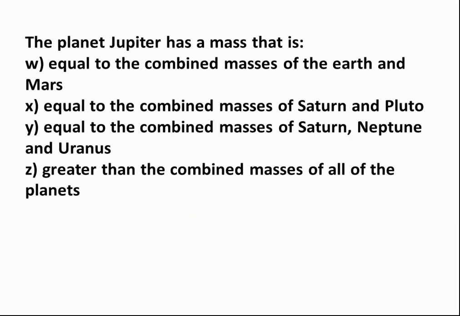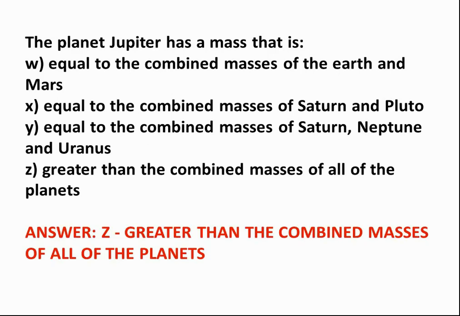The planet Jupiter has a mass that is W. equal to the combined masses of the Earth and Mars, X. equal to the combined masses of Saturn and Pluto, Y. equal to the combined masses of Saturn, Neptune, and Uranus, Z. greater than the combined masses of all of the planets. Answer: Z. greater than the combined masses of all of the planets.